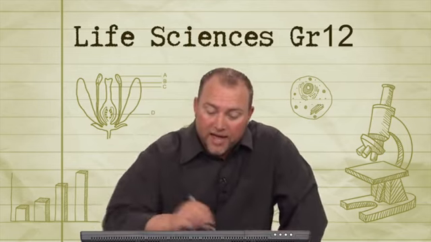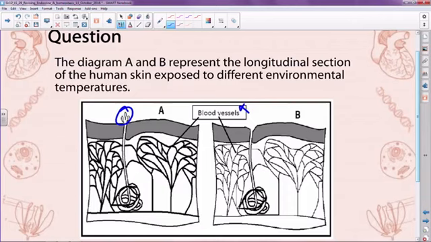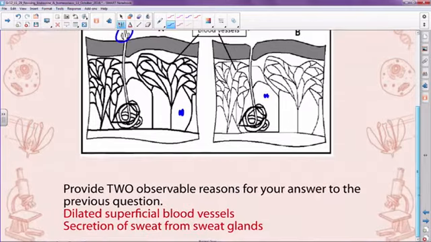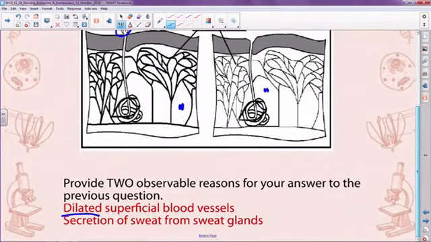Okay, here we go. Have a look at the blood vessels. Look at the difference in the two sets of blood vessels. The one in diagram A, you'll notice how dark and how big they are. And in diagram B, they're a lot smaller, okay? That tells you something, okay? That tells you exactly the difference. First of all, the first one, dilated superficial blood vessels, and then the secretion of sweat from the sweat glands.